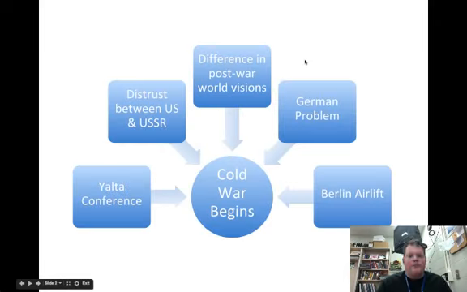So let's get started. As far as why the Cold War starts, we're going to look at a couple things. Number one, the Yalta Conference, general distrust between the U.S. and the Soviet Union, differences in post-war visions, the German problem, and the Berlin airlift. Those are the things we're going to look at for why this Cold War between the United States and the Soviet Union happens. So let's get moving here.